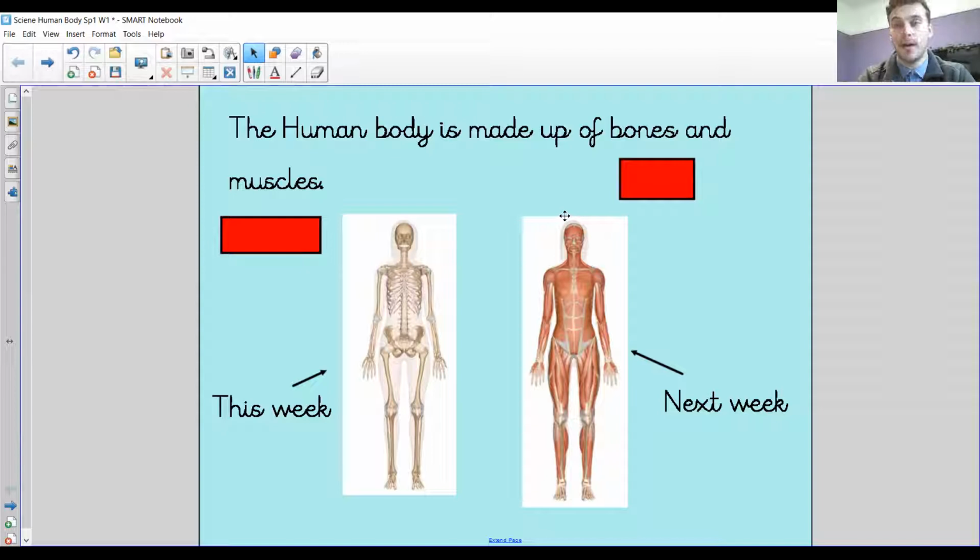Everything that's in the human body is there for a reason, okay? It's there to help us do something. It has a function, okay? It's there to do something. So let's have a look then.